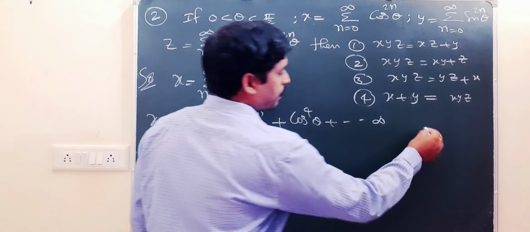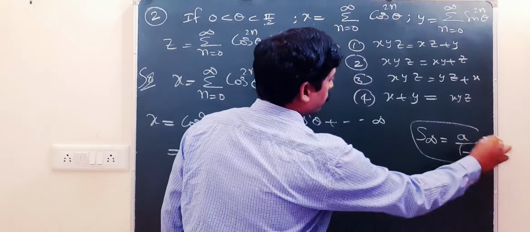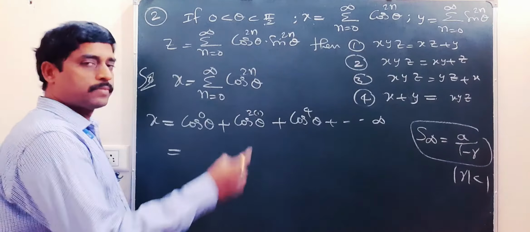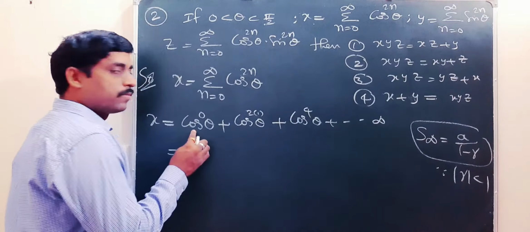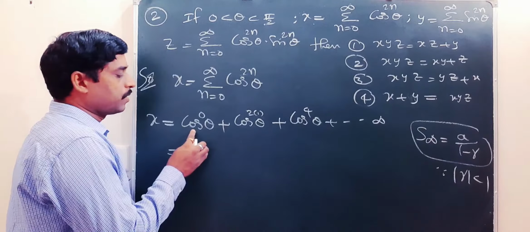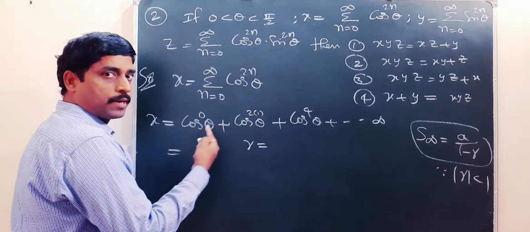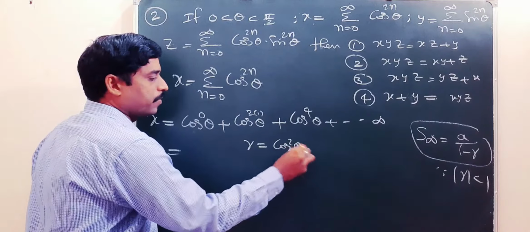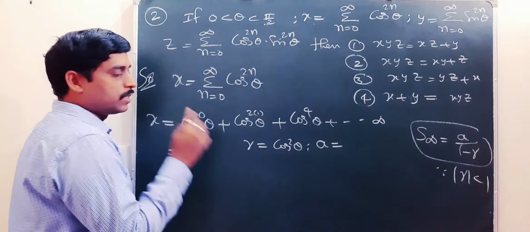So infinite GP formula, S infinity equal to A by 1 minus R, where modulus R less than 1. What is the first term? Common ratio is T2 by T1 or T3 by T2, all are equal to cos square theta. And first term A is equal to cos to the power 0 theta, which is nothing but 1.